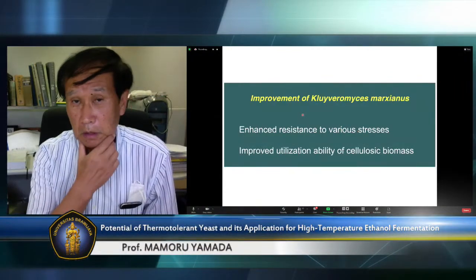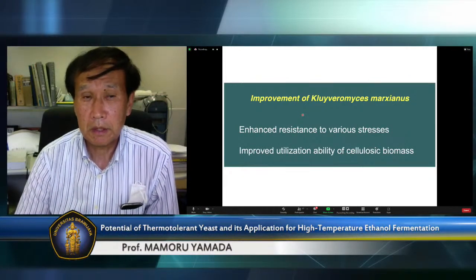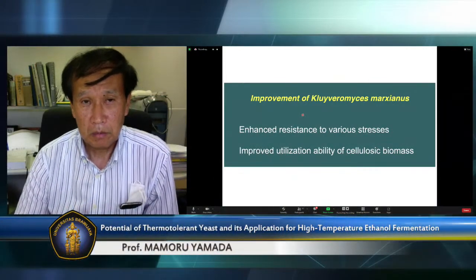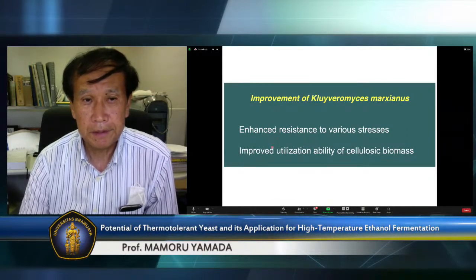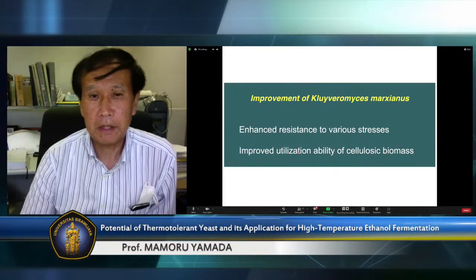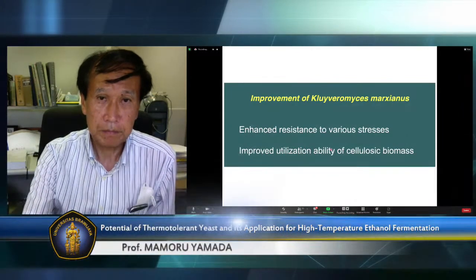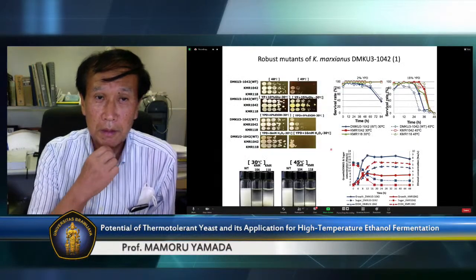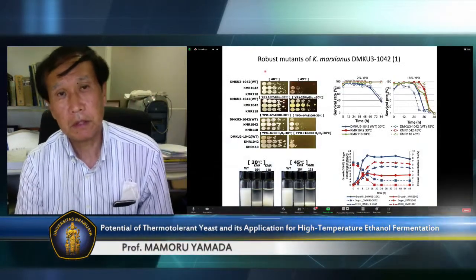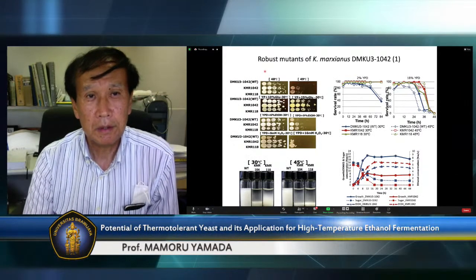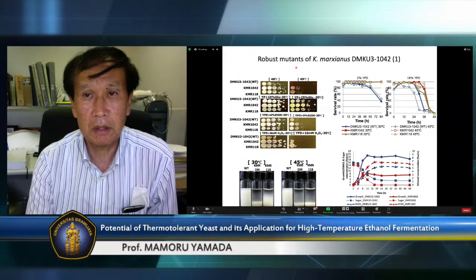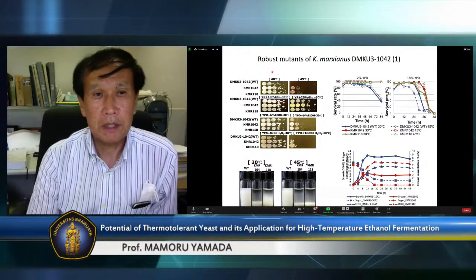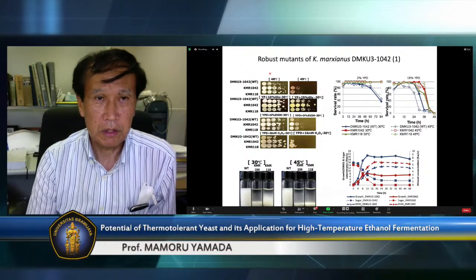However, we needed to improve the Kluyveromyces marxianus wild type to be more resistant to various stresses and also improve the utilization ability of cellulosic biomass. This shows the earlier obtained robust mutants, which were isolated under various stresses.